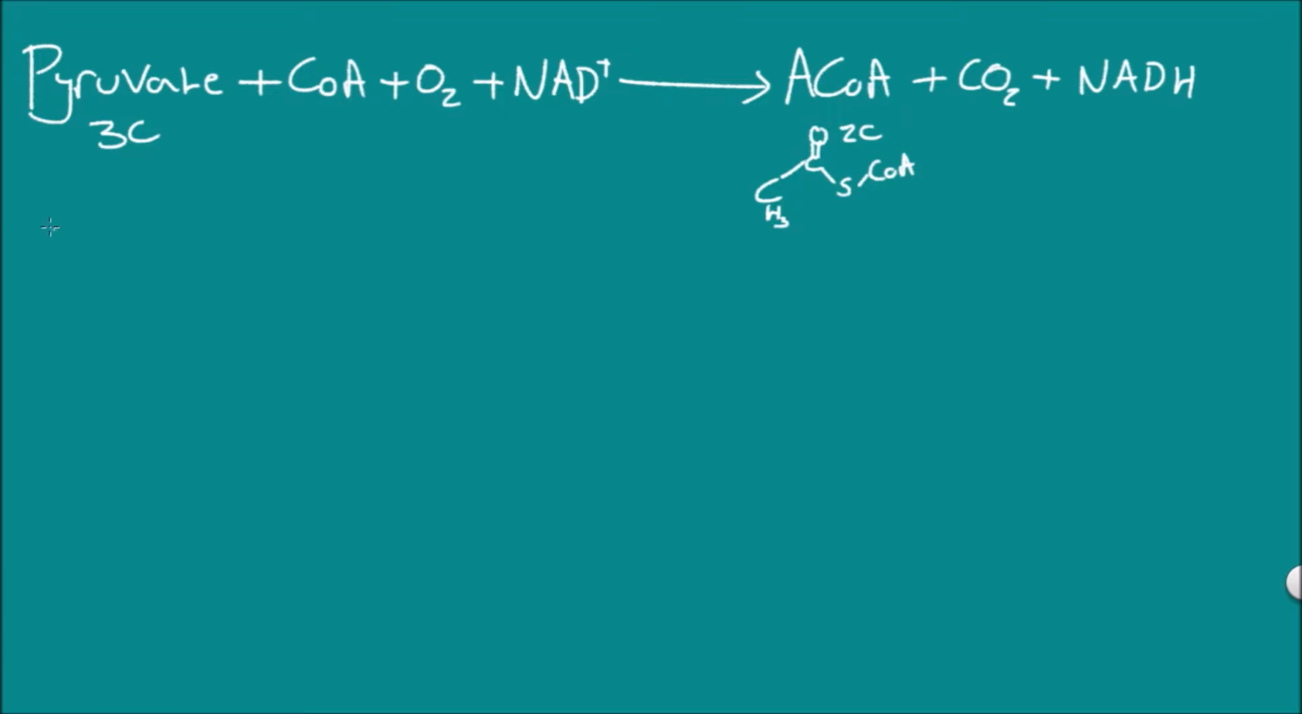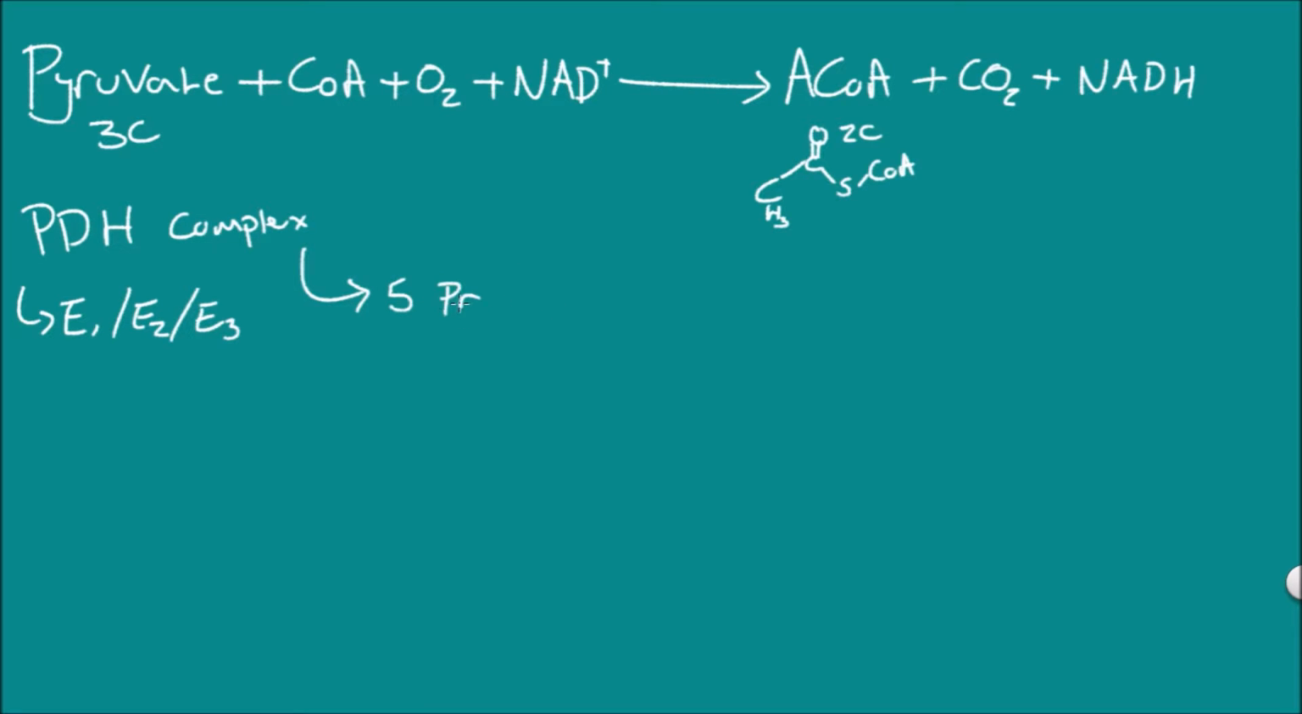Now, this process uses an enzyme called the pyruvate dehydrogenase complex. I say it's an enzyme, but it's actually a full complex using 3 enzymes and 5 prosthetic groups. That's kind of what makes it up. So the pyruvate dehydrogenase complex, as we know from the intro, consists of 3 enzymes, E1, E2 and E3. Nice, simple, easy to remember.